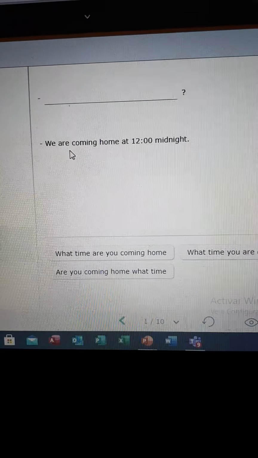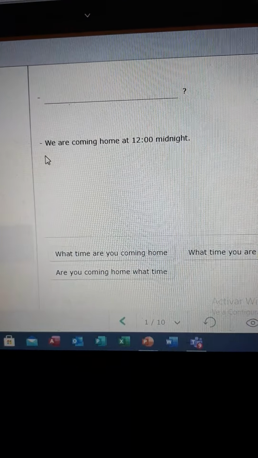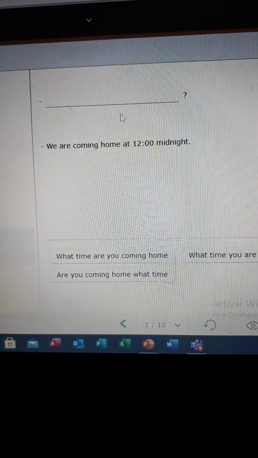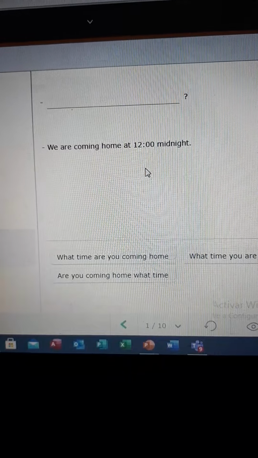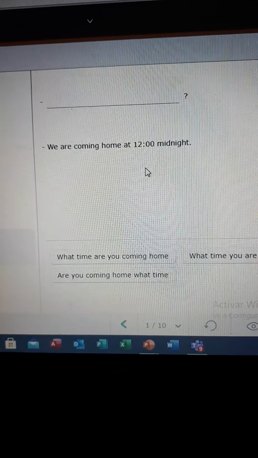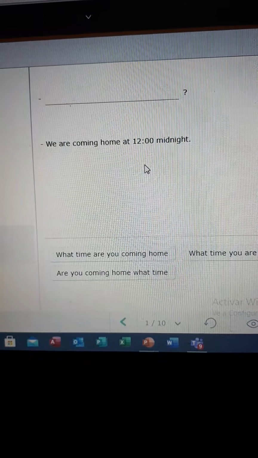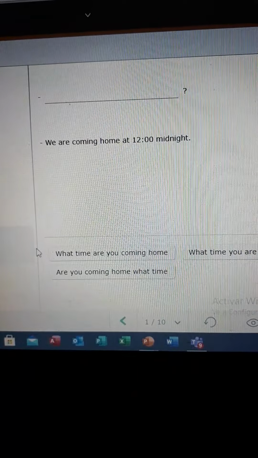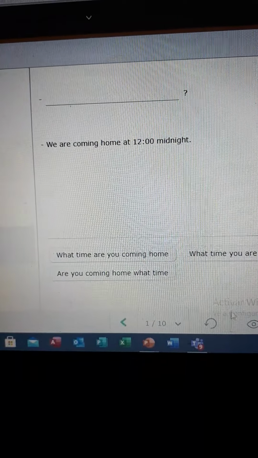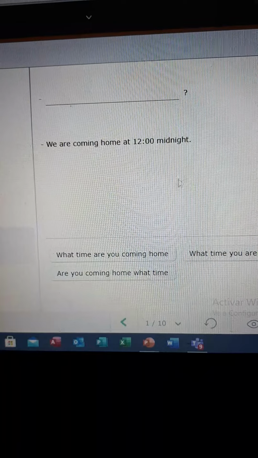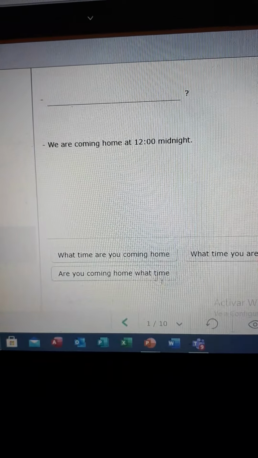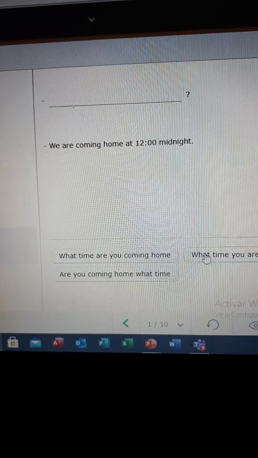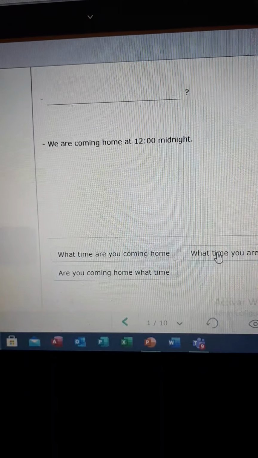So here it says, we're coming home at 12 midnight. We're talking about time. And if we're talking about time, we need to ask with what time. What time is it? For example, if we are asking for the time. O sea, si estamos preguntando la hora, siempre es con what time, siempre, ¿ok? Y aquí estamos hablando de una hora. Entonces, no podemos usar las WH question al final. Siempre va al principio. What time va al principio, en una pregunta, ¿sí?